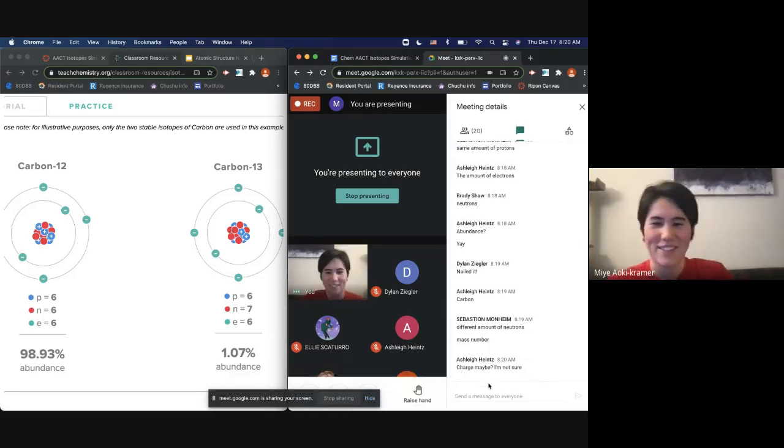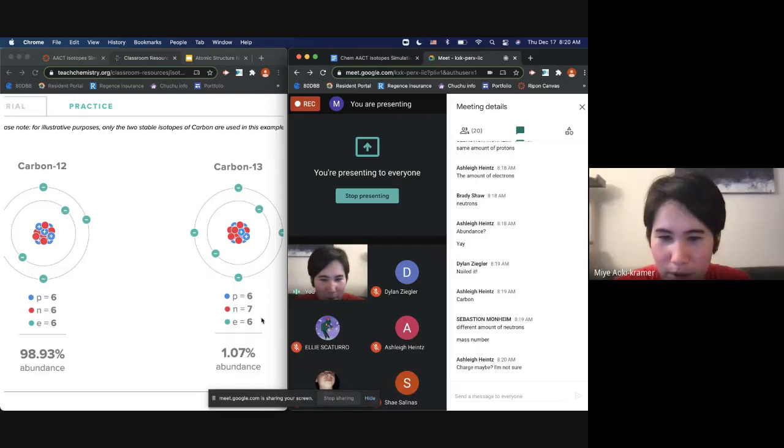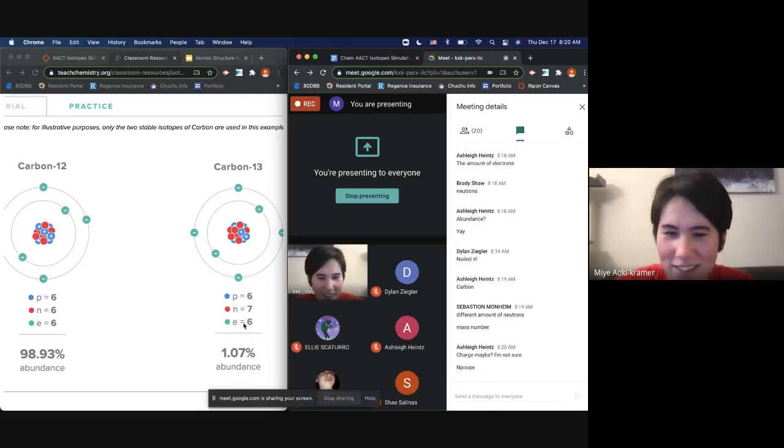Beautiful. So Ashley, since we have the same number of protons and electrons, that means we have the same charge. But looking up at our names of the isotopes, this carbon has a mass number of 12, while this carbon has a mass number of 13. So the mass numbers are also different.